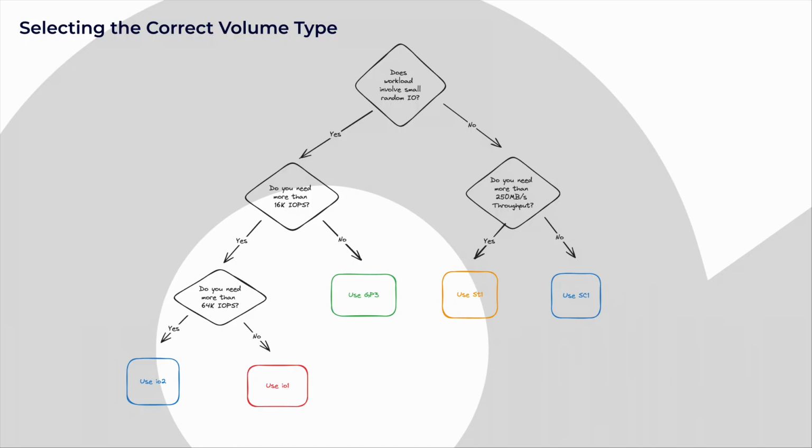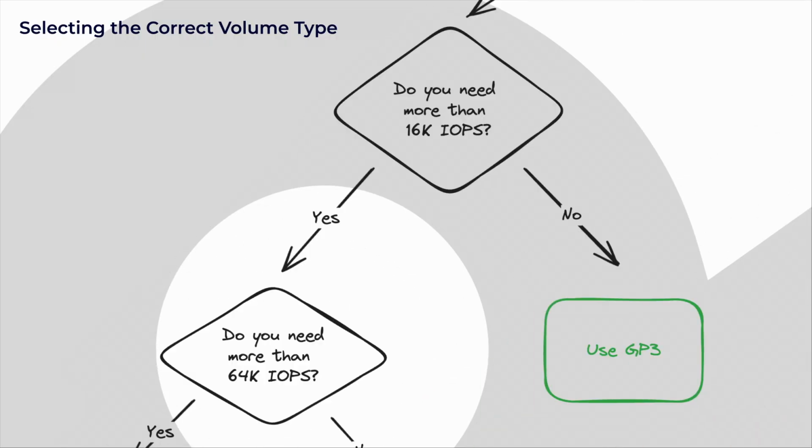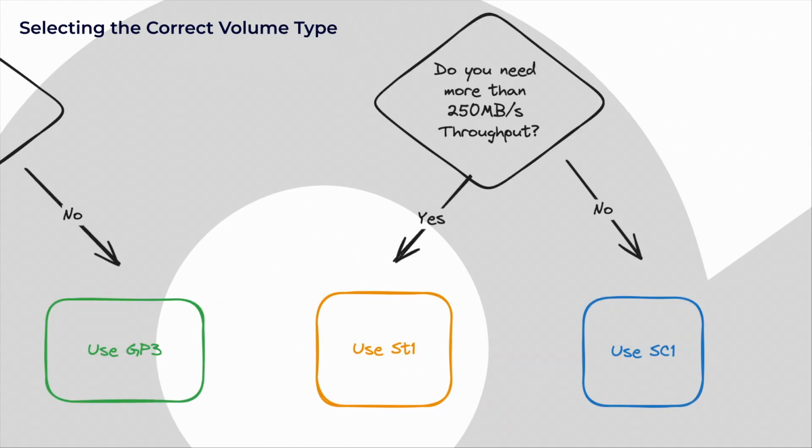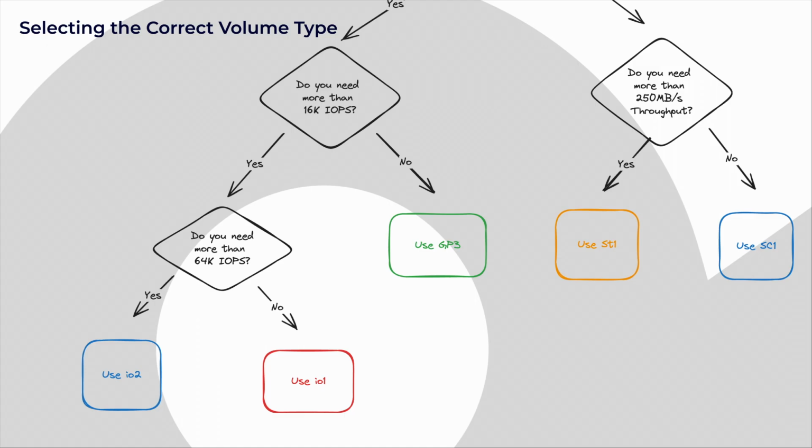So now that we've looked at the different available EBS volume types, how do you actually decide which volume type to use for your workload? In order to help you with that, I've created this simple workflow chart that you can use. First of all, you need to determine, is your workload more IOPS intensive or is it more throughput intensive? If it's IOPS intensive, use SSD volumes. If it's throughput intensive, use HDD volumes.